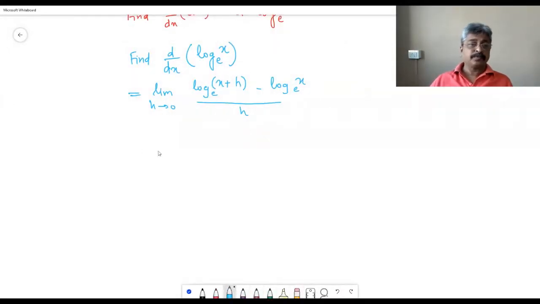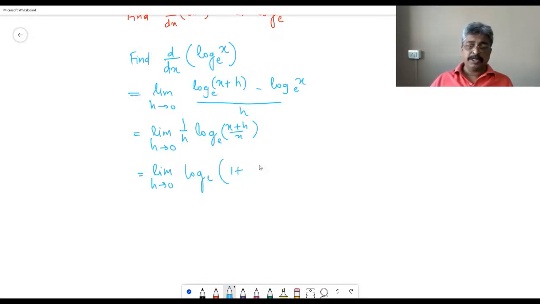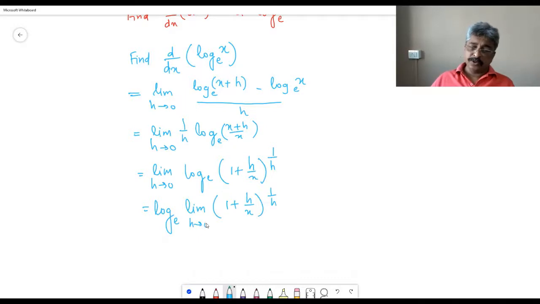Okay, therefore, using the logarithm property, we get limit h tends to 0 of log of (x plus h) upon x to the base e, times 1 upon h, which is equal to limit h tends to 0 of log to the base e of (1 plus h upon x) raised to 1 upon h. Now, we can say that logarithm is a continuous function, so this is log to the base e of the limit of (1 plus h by x) raised to 1 upon h, h tends to 0.